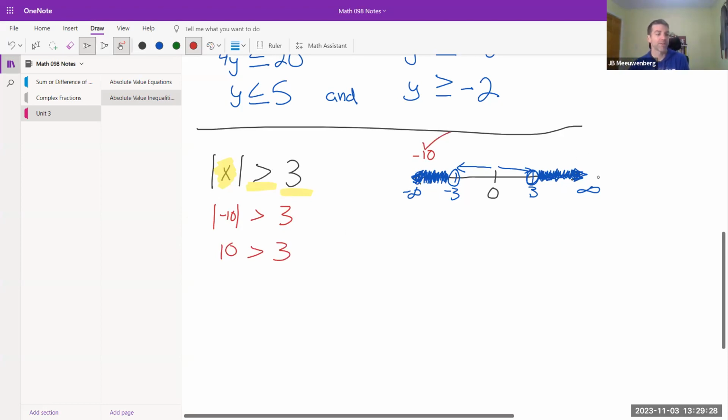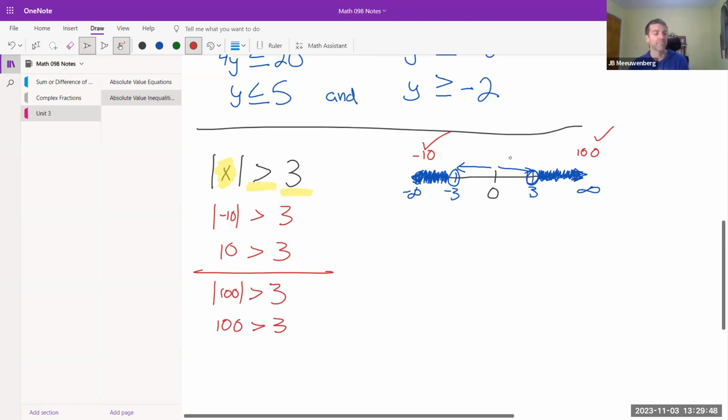What about something up here? Let's pick a really big number like 100. So same thing. What's the absolute value of 100? Is it greater than 3? Yeah. It's just 100. And yes, 100 is greater than 3. So this checks out. All of these numbers will work.